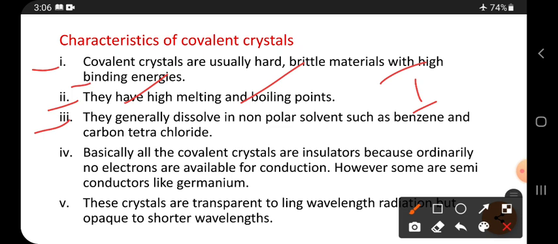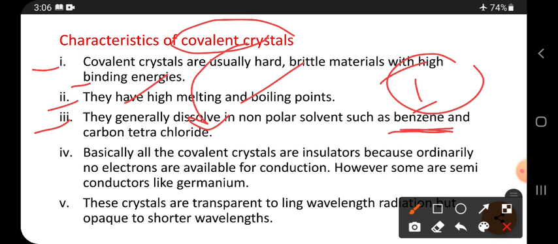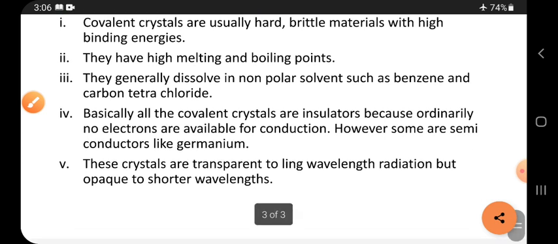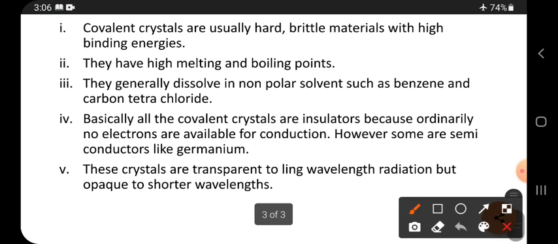They generally dissolve in non-polar solvents. So covalent crystals can dissolve in non-polar solvents, while ionic crystals can dissolve in polar solvents. Non-polar solvents are benzene and carbon tetrachloride. I explained these things in the ionic bond also.